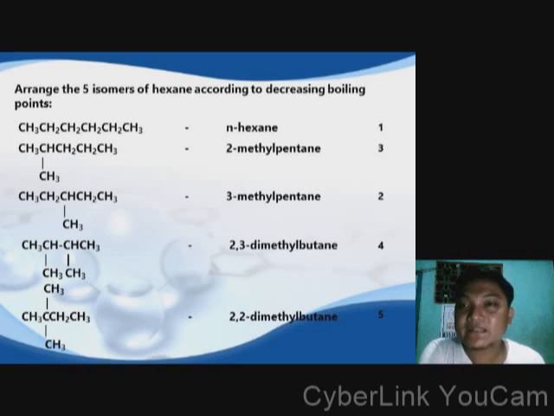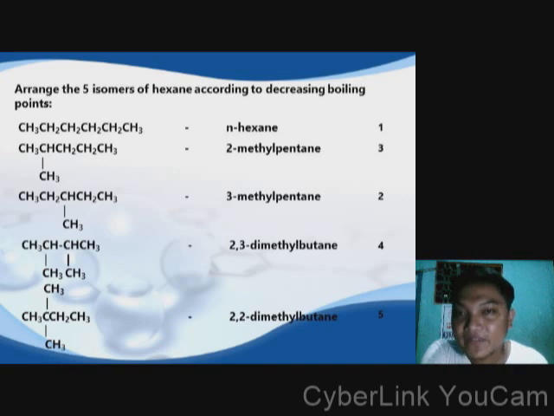Ano pa? Sir, bakit 3? 2-methylpentane. Bakit number 3 ang 2-methylpentane? Because of the placement of your another carbon there. Naging 2-methylpentane. Diba? Next is your number 4, your 2,3-dimethylbutane.